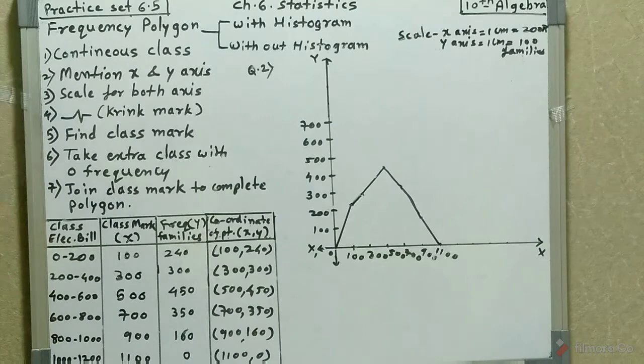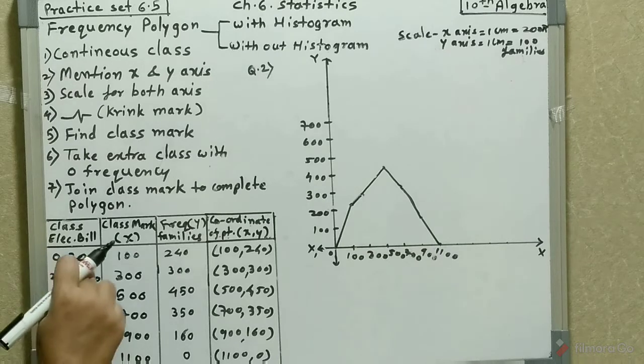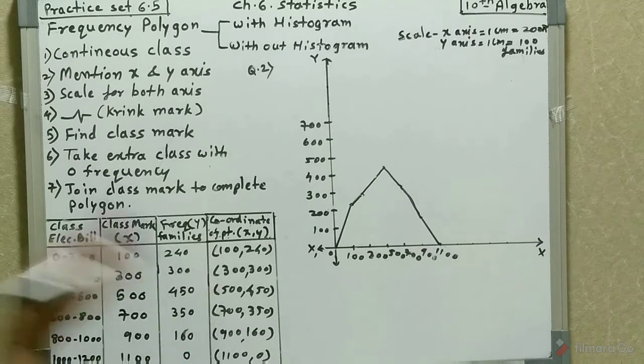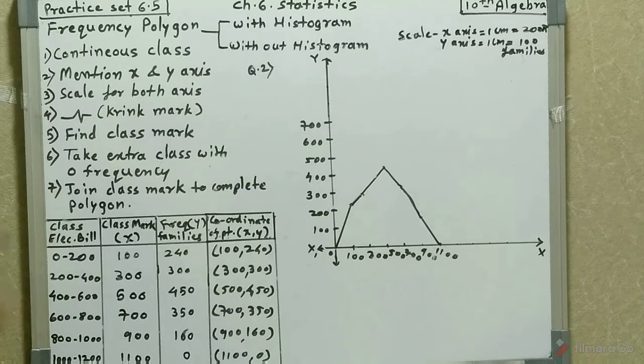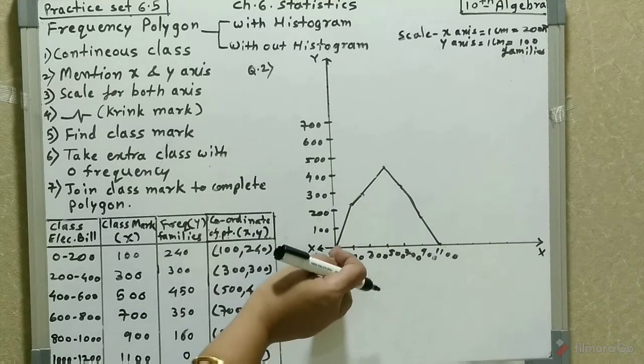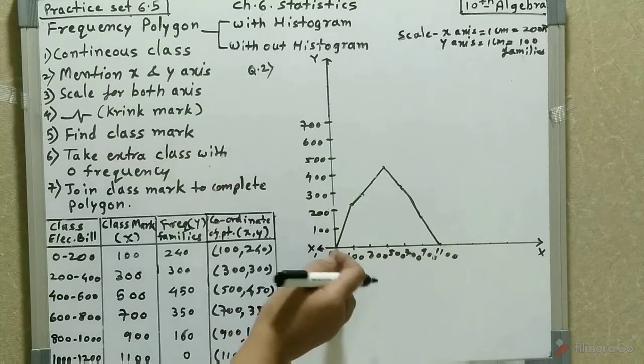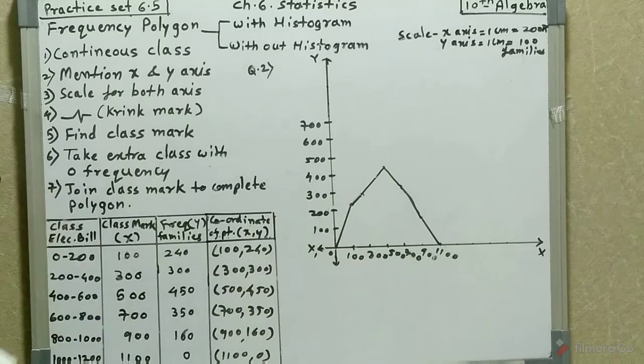Now here we place the extra class. Because less than 0 there is no number, we cannot take an extra class on this side. Here the preceding class, the first class, would be minus 200 to 0, so the midpoint would be minus 100. But an electricity bill cannot be negative. For convenience, the midpoint of the preceding rectangle is taken as 0. So here 0 is the midpoint. So this is our frequency polygon.